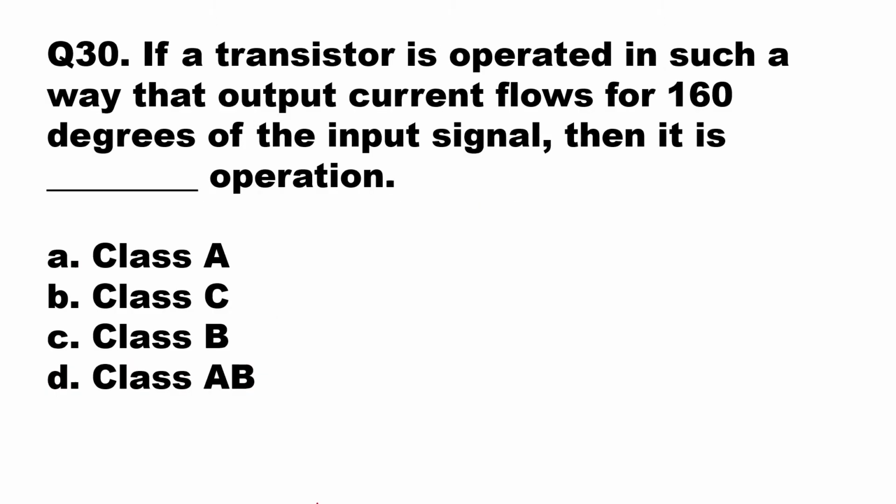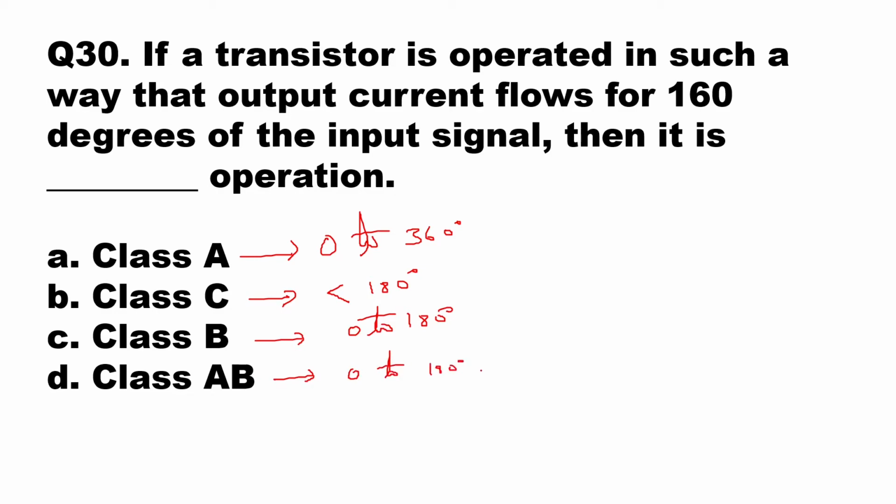So now here, students, we'll go to the next question, question number 30. If a transistor is operated in such a way that the output current flows for 160 degree of the input signal, then it is in dash operation. Now here, four options are given, that is class A, class C, class B, and class AB. If you see class A, here the output current will flow for 0 to 360 degree. Okay, if you see class C, it will be less than 180 degree. If you see class B, it will be 0 to 180 degree. Okay, and if you see class AB, it will be from 180 to 360 degree. So that is the extension of class B.